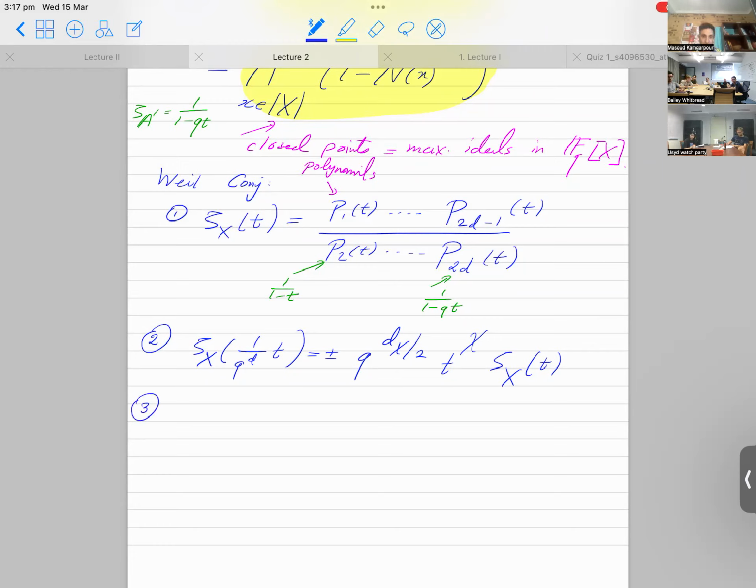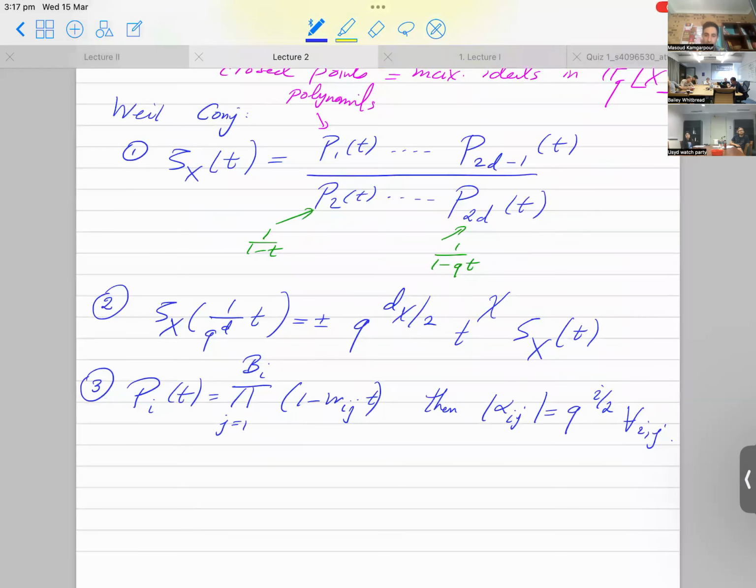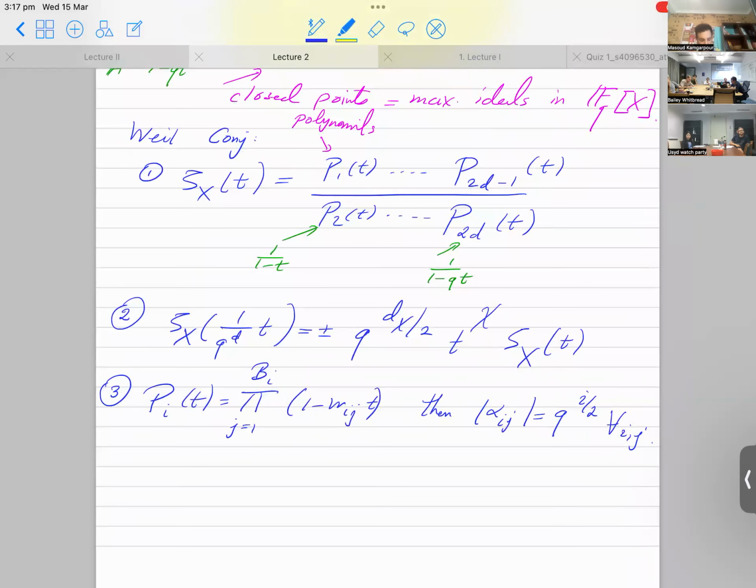And finally, we have the Riemann hypothesis, which is: if you write P_i as these, look at the roots of these polynomials, then the roots of P_i all have absolute value q to the i over 2. Okay, so if you look at our version of the Weil conjectures for curves, you see that it easily reduces to that case.